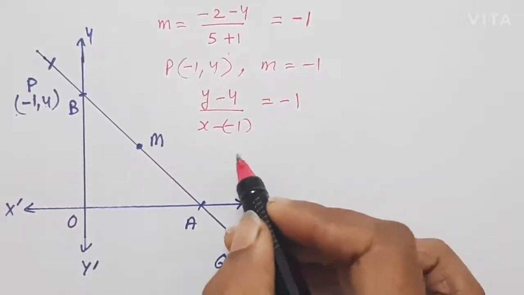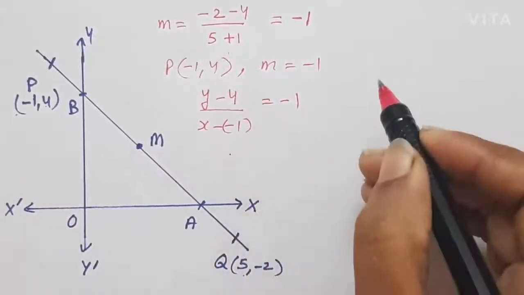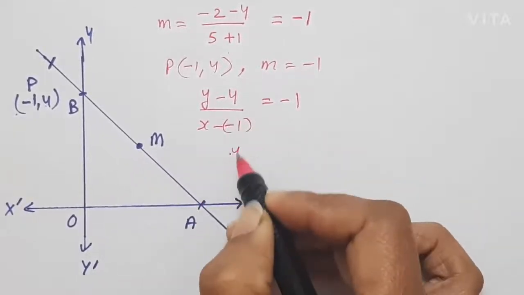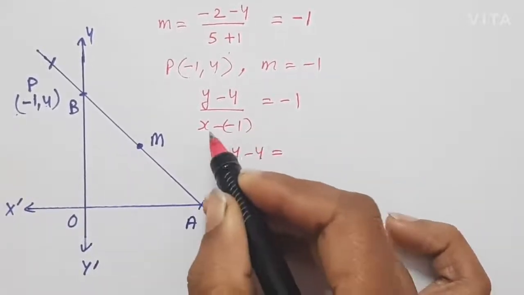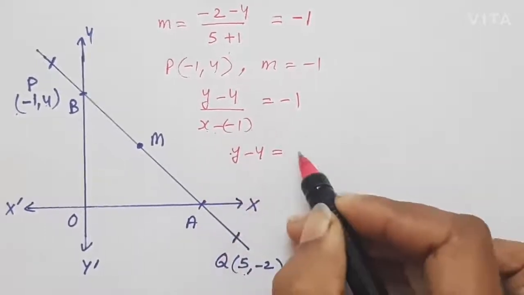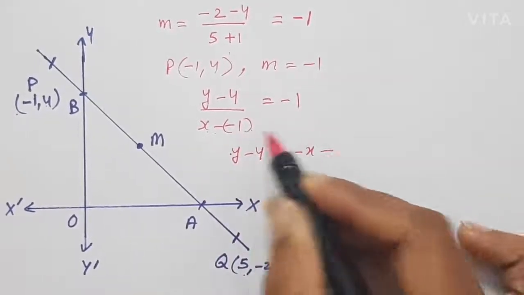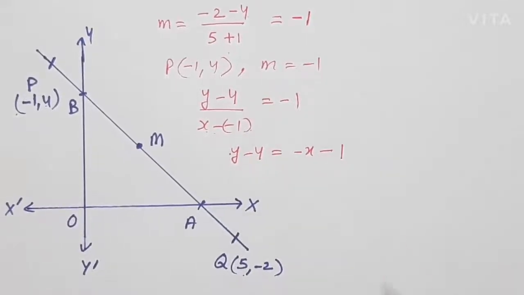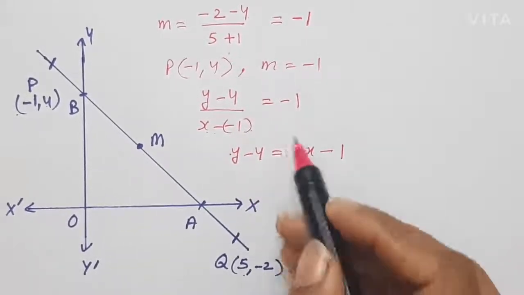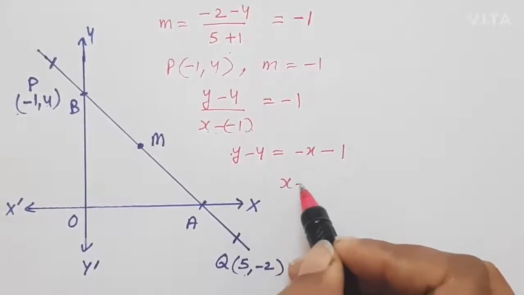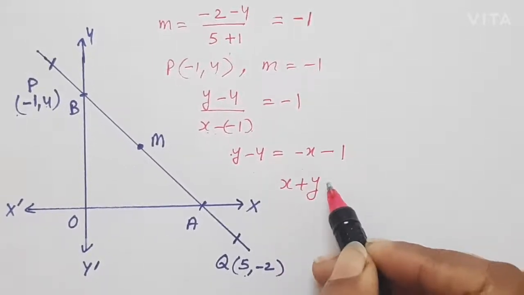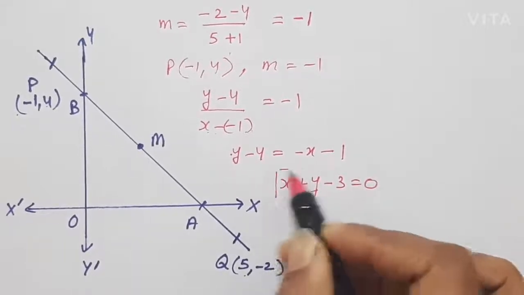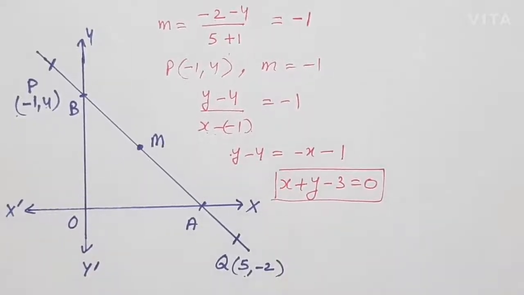So the equation will become what now? Now cross multiply this. This is y minus 4 is equal to, now this is x plus 1, so minus x and it will become minus 1. So it will become x plus y minus 3 equal to 0. So this is the required equation now.